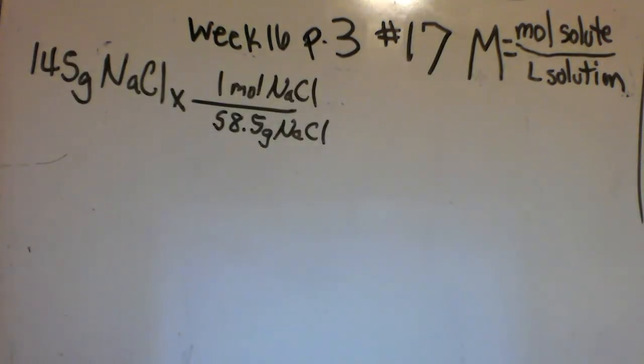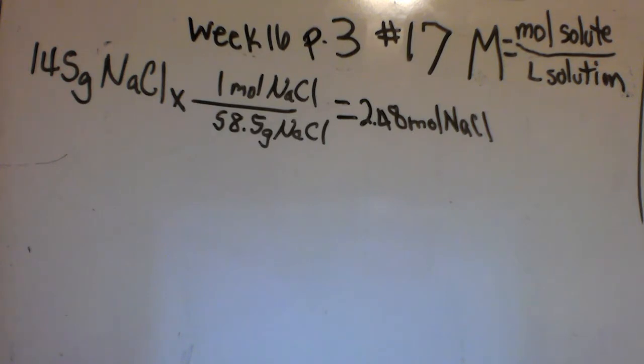In order to turn the units of grams of sodium chloride into moles, we have to multiply by 1 mole over the molar mass of sodium chloride, which is 58.5. When we divide 145 by 58.5, we get 2.48 moles of sodium chloride. We are given that the solution contains 2.75 liters, so we don't have to do anything to change liters for the bottom of the fraction.